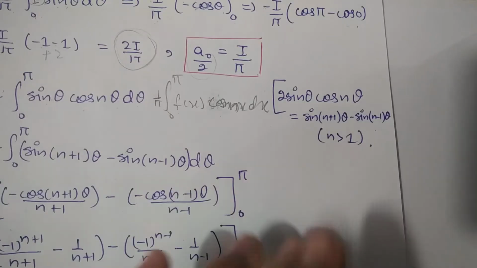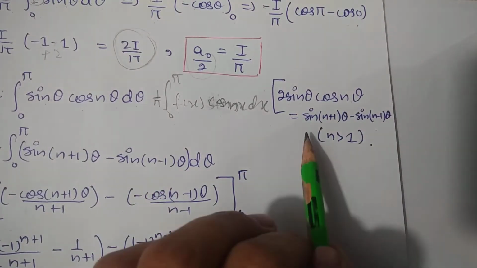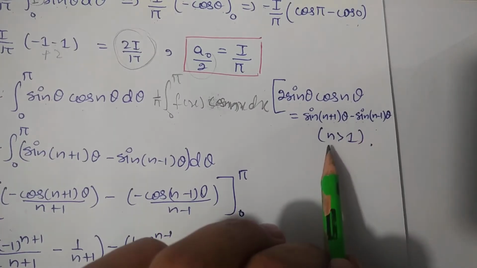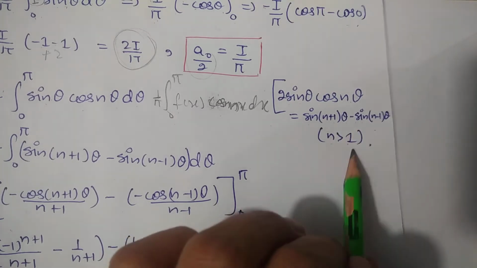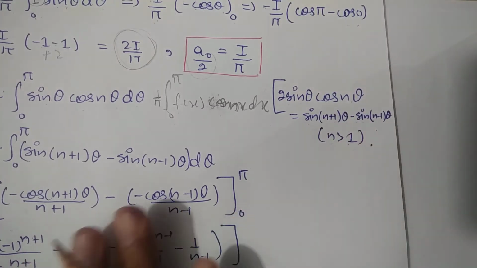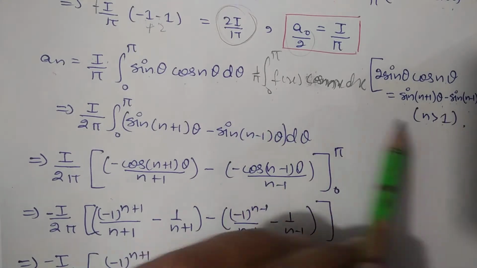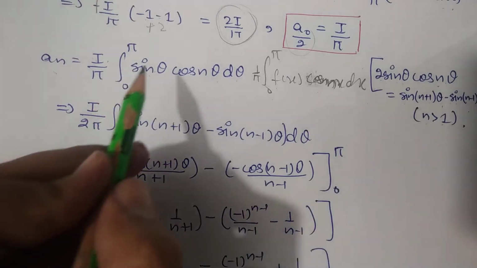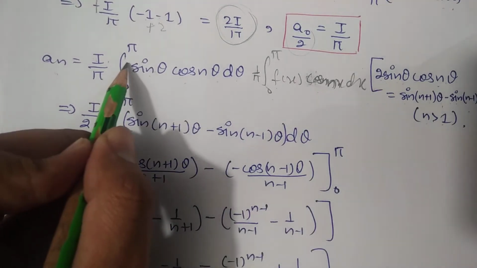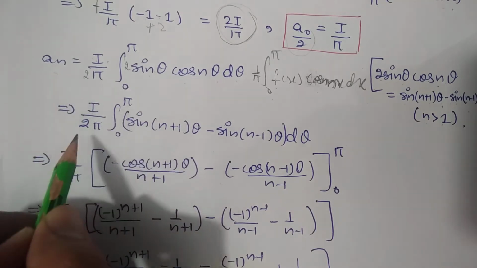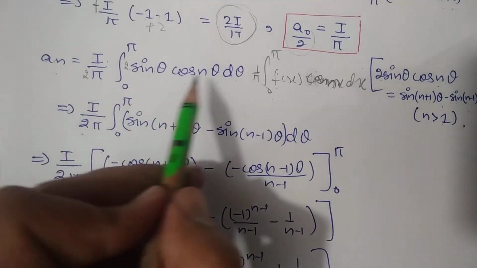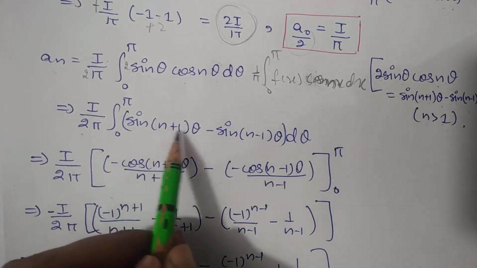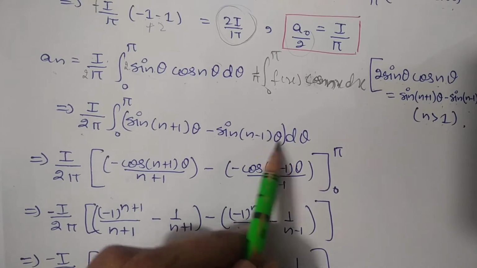Now students, we know that the formula of 2 sin theta cos n theta is sin (n plus 1) theta minus sin (n minus 1) theta, where n should be greater than 1, only then this formula will be applicable. Okay. Now I am going to put this formula over there. So to put this formula, as this is 2 sin theta cos n theta, I will multiply by 2 over there and divide this equation by 2. So I am going to put 2 over there, and the formula of 2 sin theta cos n theta is sin (n plus 1) theta minus sin (n minus 1) theta d theta.